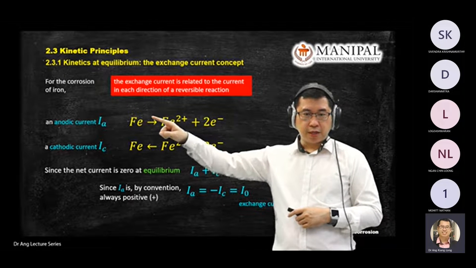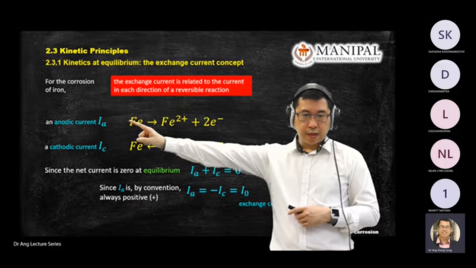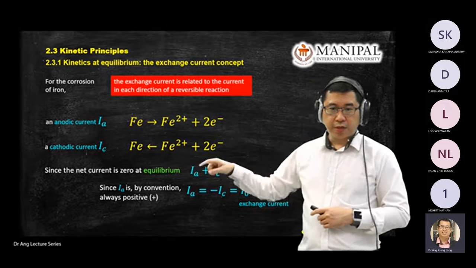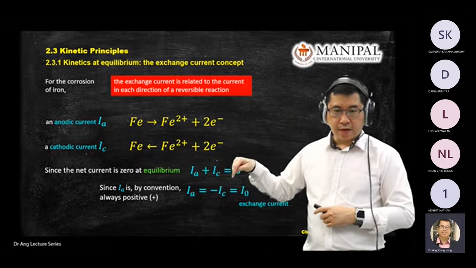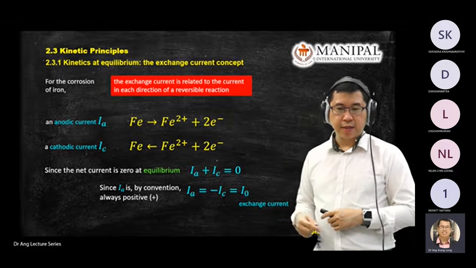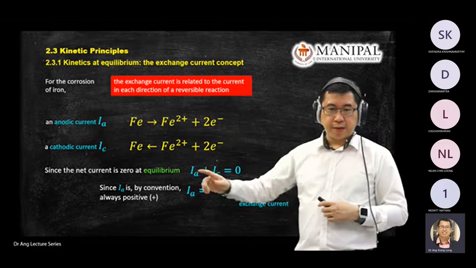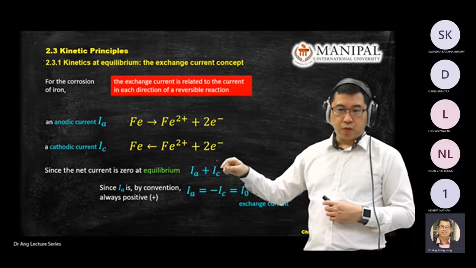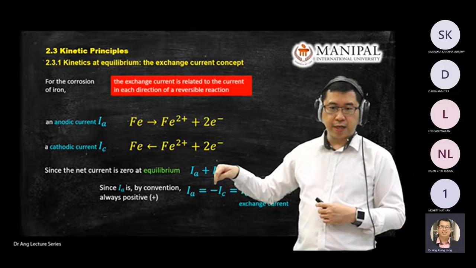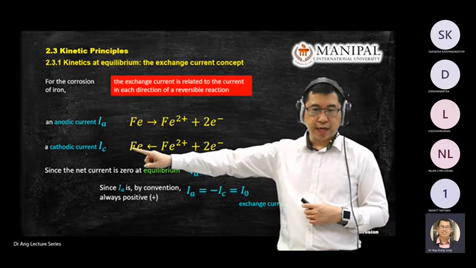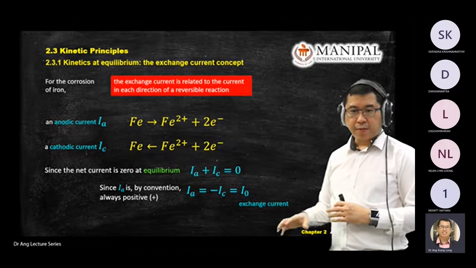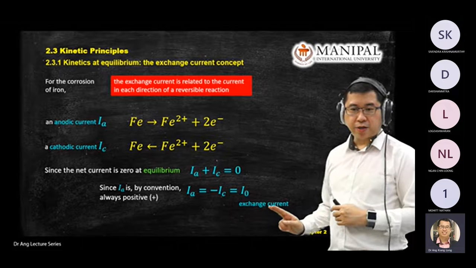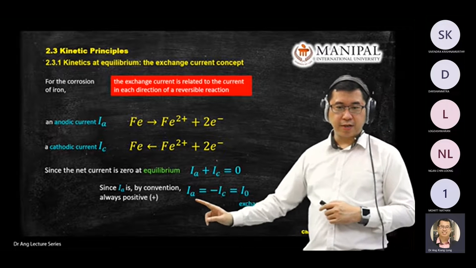If you want to find the exchange current, you can look from the chart or table. Either you use the anodic current, or be careful when you use the cathodic current. Remember, there's a negative sign there. Sometimes in the table that gives you cathodic current, the value is positive, but when you do the calculation, remember there's a negative sign for cathodic current. Because in the equation later, when you solve, you will use exchange current.